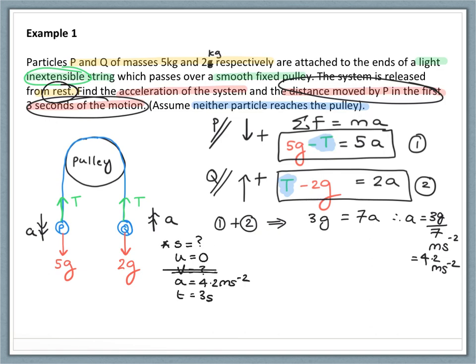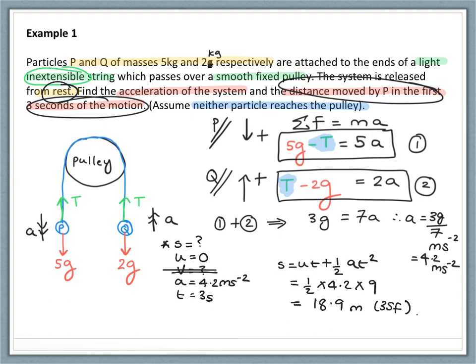That leaves us with S, U, A and T, which means we can use the equation S equals UT plus a half AT squared, which is a half multiplied by 4.2 multiplied by 9, which gives us a final value of 18.9 meters to 3 significant figures.